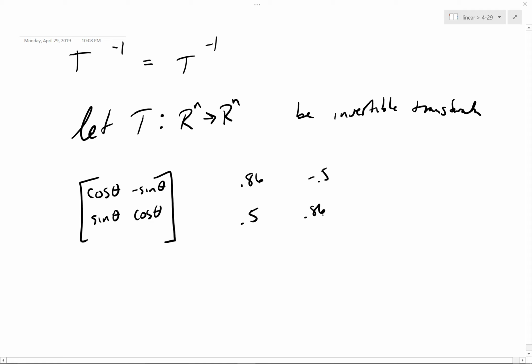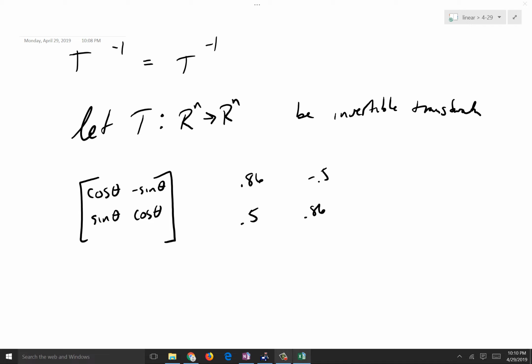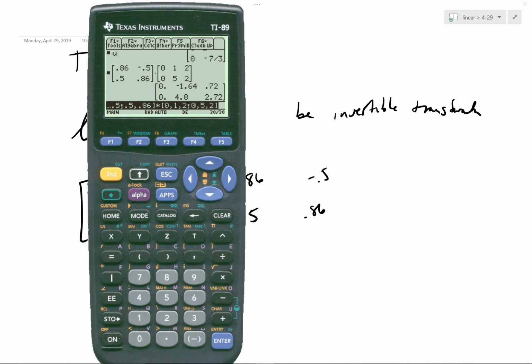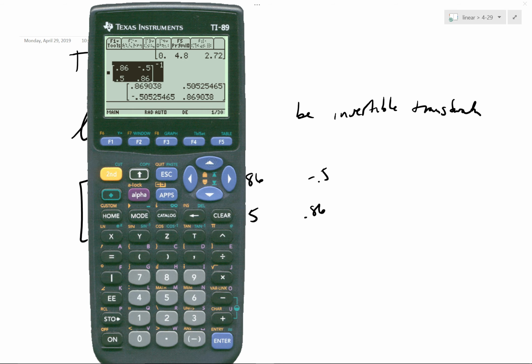Okay, flip and switch. If you do this, I can't do the math in my head. I'm getting too tired tonight. So the matrix 0.86, negative 0.5. Boom. There's its inverse matrix. You see that? So for instance, let's do this. Let's clear. So let's take this guy here. Let's lose that inverse part of it.